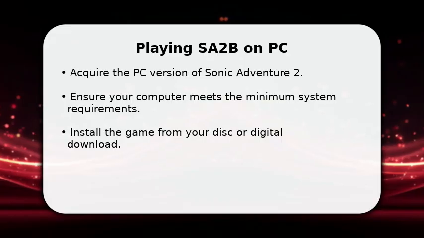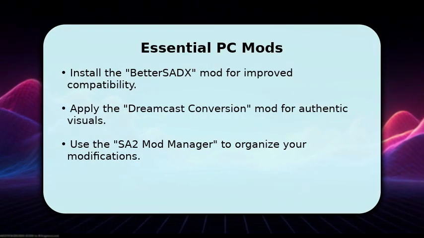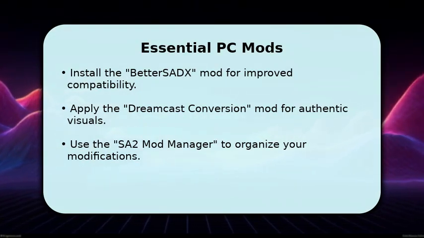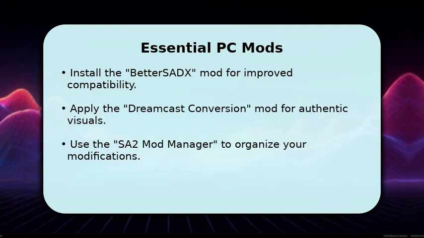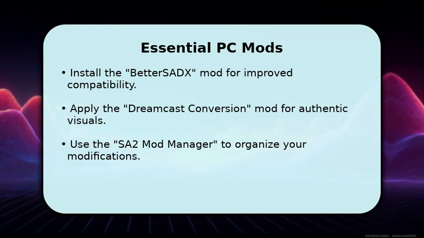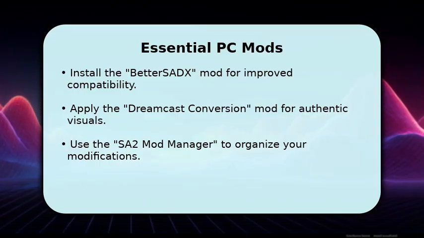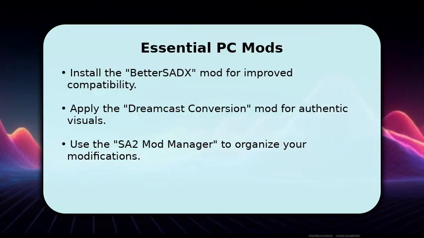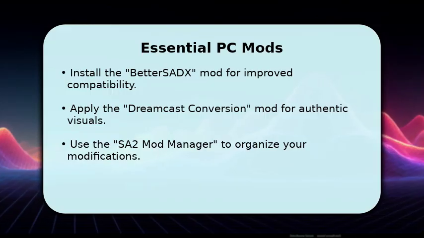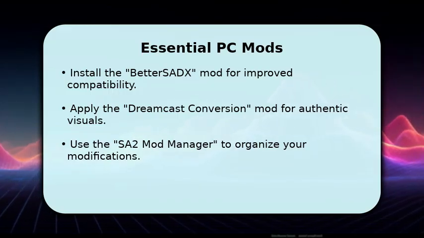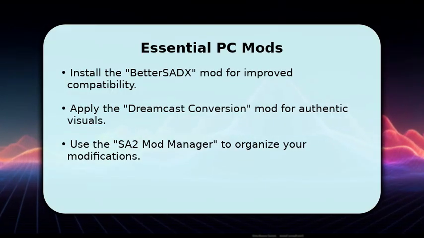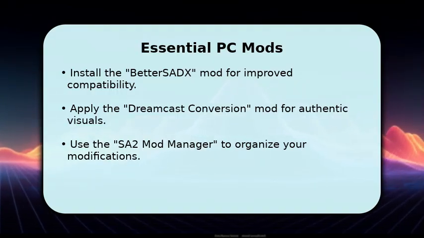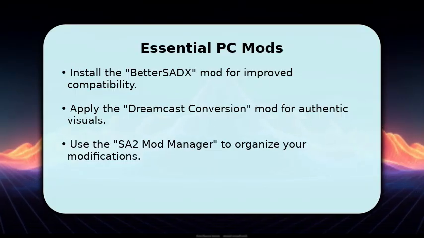It's a straightforward setup. To truly enhance your Sonic Adventure 2 Battle experience on PC, mods are essential. Start by installing the Better SAGS mod. It significantly improves compatibility and fixes many common issues. Next, consider the Dreamcast conversion mod to bring the game's visuals closer to its original Dreamcast glory. Finally, use the SA2 mod manager to easily organize and activate all your chosen modifications, ensuring a smooth gameplay experience.